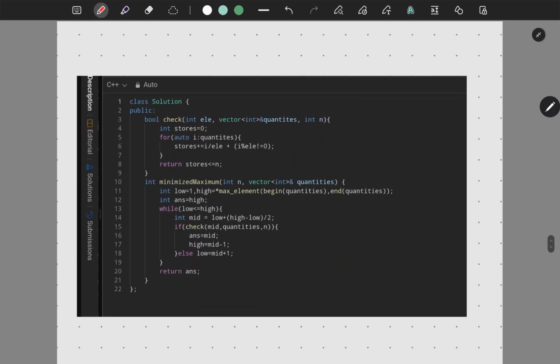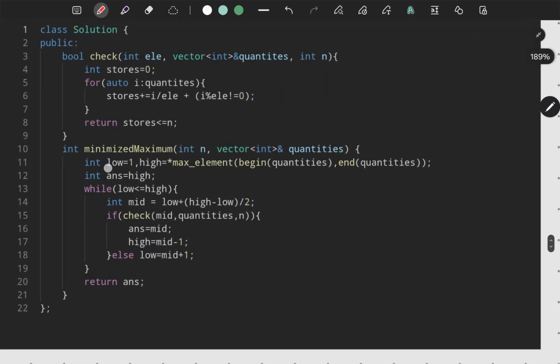Now let's look at the algorithm. So we are setting low to 1, and we are setting high to the maximum element in the quantities array, and we are initializing answer to high because that's the maximum answer possible. And we are doing binary search here.